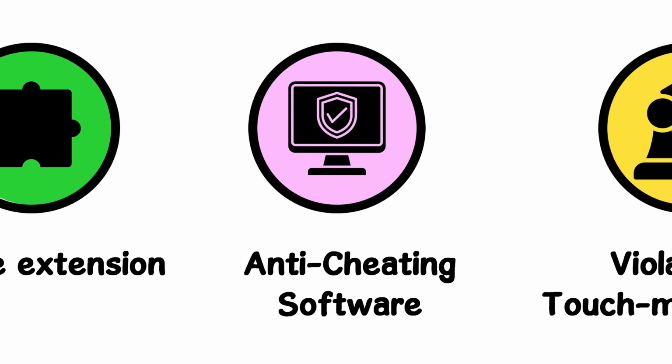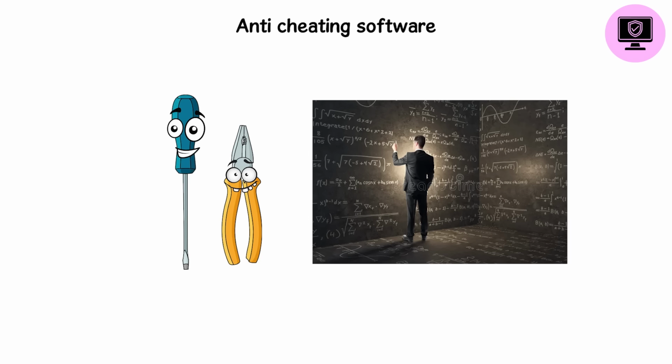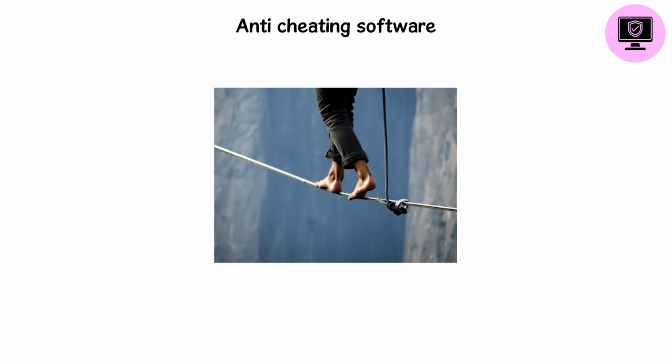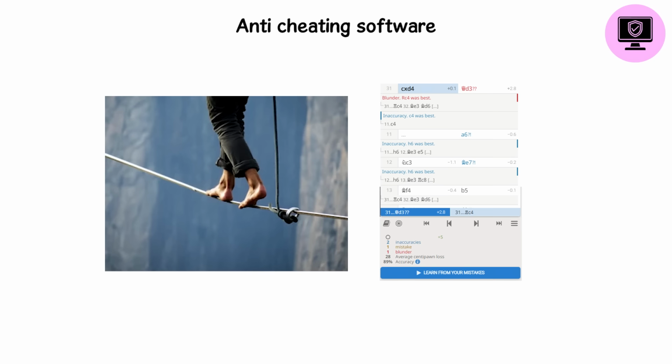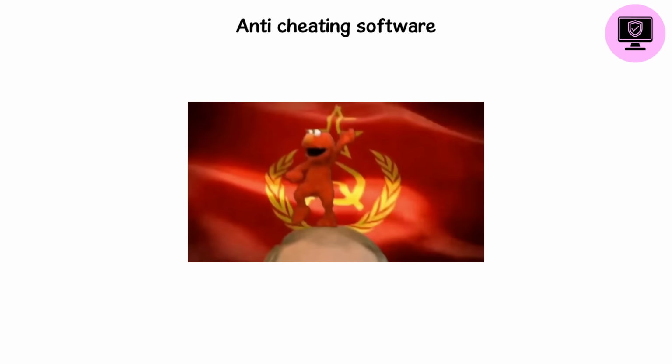Anti-cheating software. Anti-cheating software is specialized tools and algorithms designed to detect unusual move patterns. They compare the consistency of moves with those typically suggested by chess engines. If a player's moves align too closely with engine recommendations, it raises a red flag.